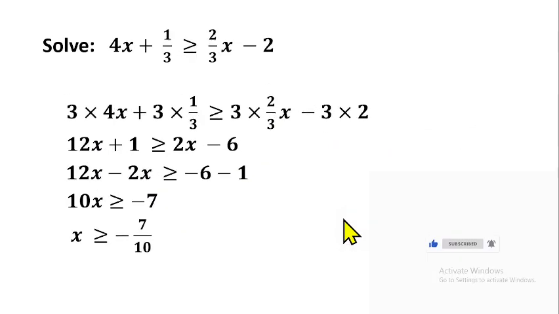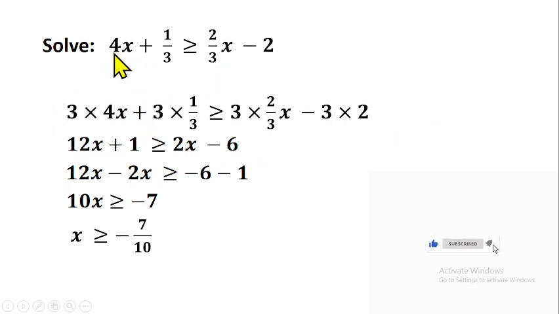Let's see another question that will challenge us. This also is having a fraction. This is inequality with fractions. We are having: solve 4x plus 1 over 3 greater than or equals to 2 over 3x minus 2. What do you do as well? You can decide to clear the denominators of the fractions by finding the LCM of the denominators. So what's the LCM of these denominators, 3 and 3? The LCM of 3 and 3 is 3. So I can multiply through by 3 now.